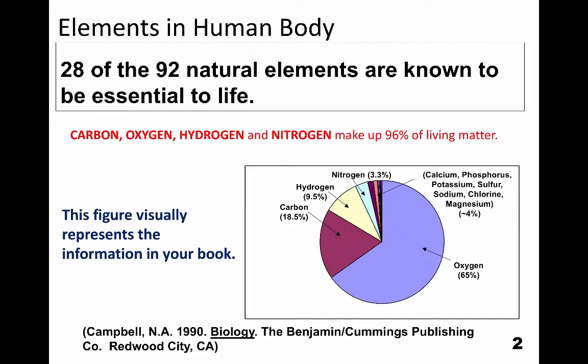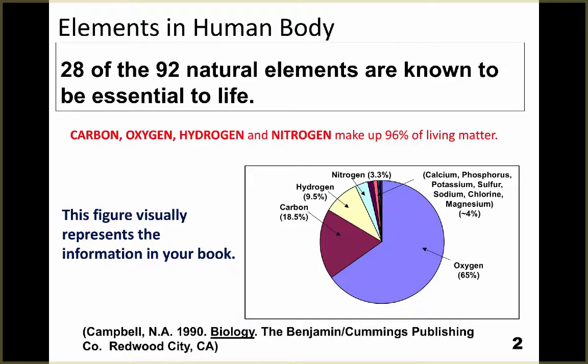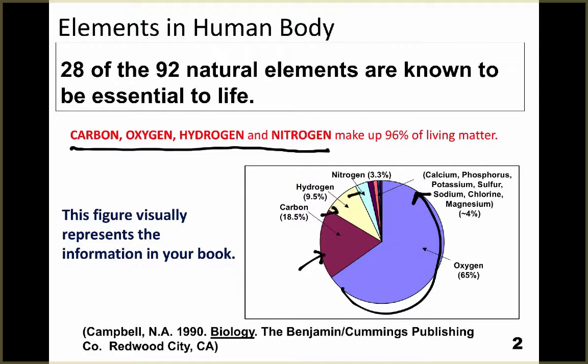Now, in the human body, 28 of the 92 naturally occurring elements are known to be essential to life. And so 96% of all living matter contains these most common elements: carbon, oxygen, hydrogen, and nitrogen. And when we look at biomolecules later, you'll see this, right? The biggest one is oxygen, that's 65%. That is not just in the form of O2 in our body, but also water. Think about it, it's H2O, right? And then you have carbon, which is the backbone of most biomolecules that you'll see, hydrogen and nitrogen.